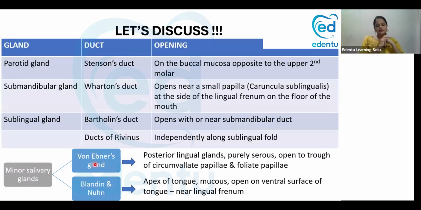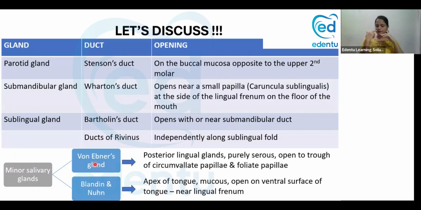Then we have the minor salivary gland Blandin and Nuhn. This Blandin and Nuhn is present at the apex of the tongue. So one is present at the posterior third, and the other is present at the apex of the tongue, and this is a mucous gland. Blandin and Nuhn is a mucous gland and it opens to the ventral surface of the tongue near the lingual frenum.